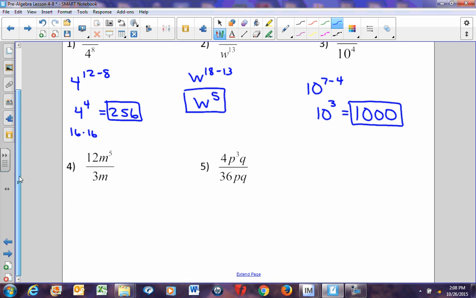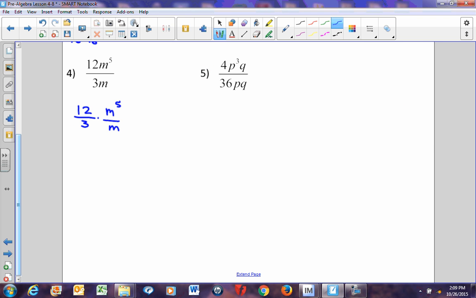Now, when we have numbers and variables, remember, divide the numbers like we normally would as if it was a regular fraction. So basically, I have 12 divided by 3 times m to the 5th divided by m, which means I have 12 divided by 3 is 4, and then I have m to the 5 minus 1. So I basically have 4m to the 4th.